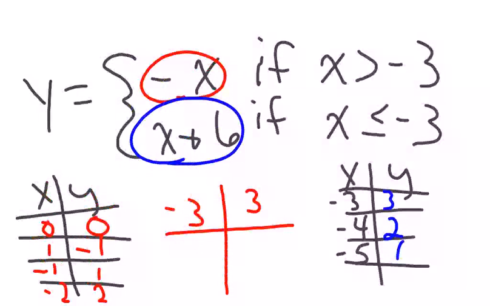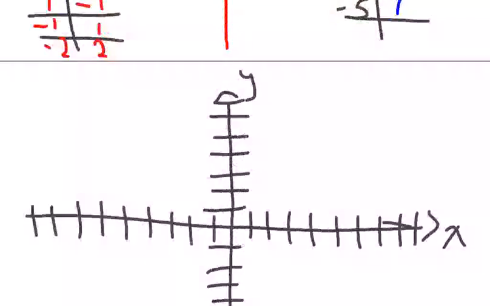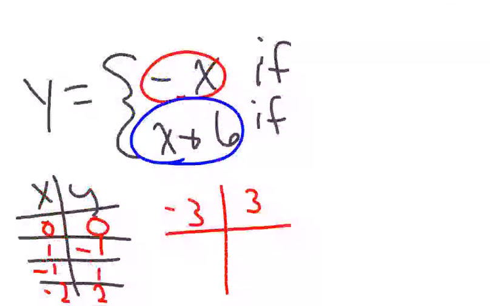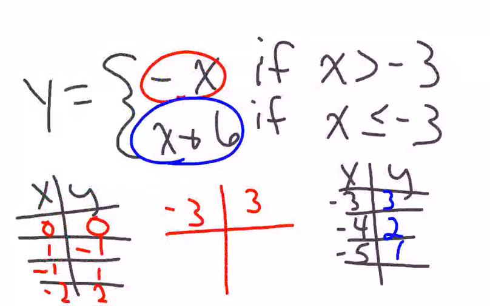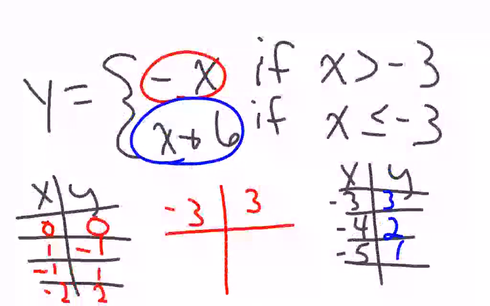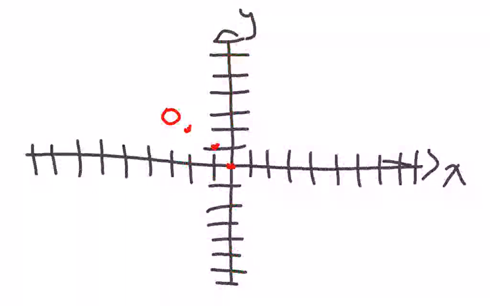Okay, so on the first one we have the points 0, 0, negative 1, 1, negative 2, 2, negative 3, 3, and that's an open circle. 1, negative 1. So this one looks like this.